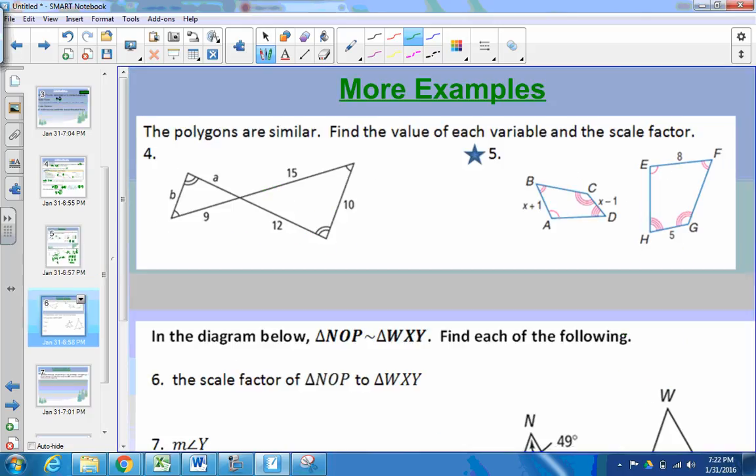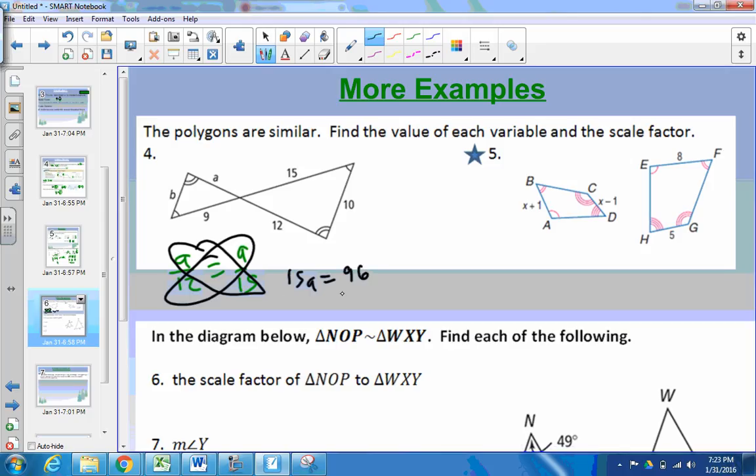Awesome. All right, so there's some more examples. It says the polygons are similar in these examples. Find the value of each variable and the scale factor. So simply, if you're looking at this, 8 is across from this angle, so 8 over 12 would have to be congruent to 9 over 15. So we can use our cross products property and do 15a equals 9 times 12, which is 96, I believe.